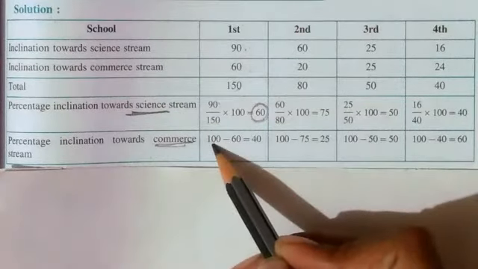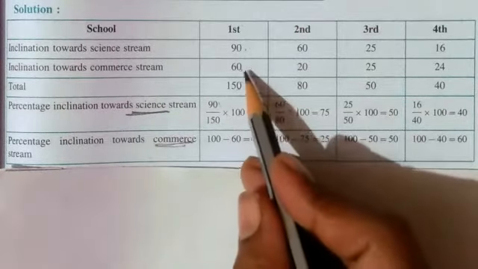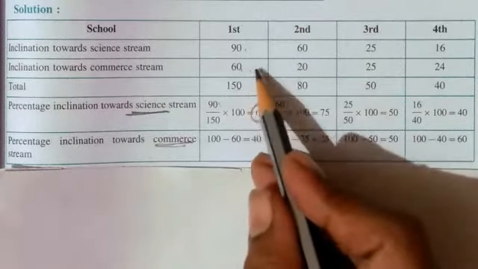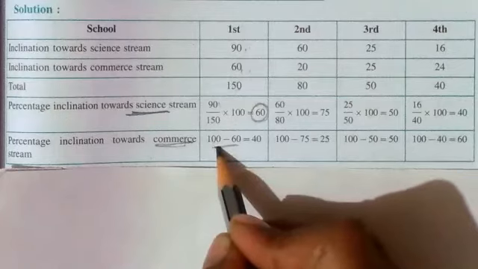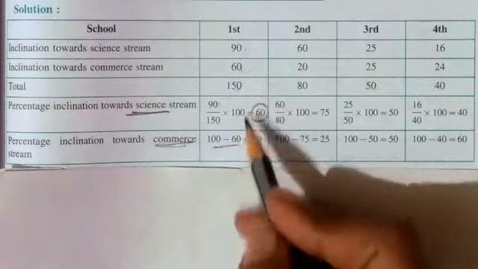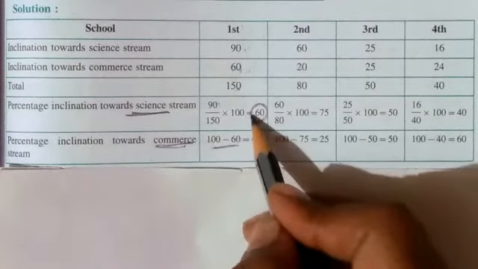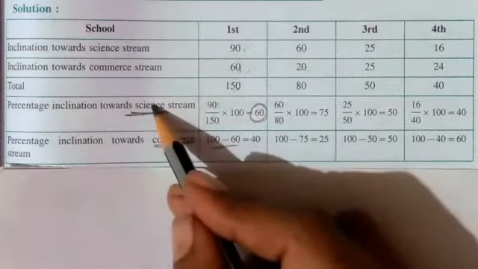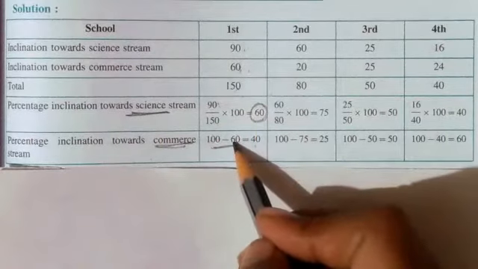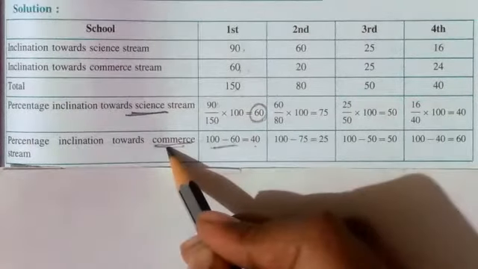And for the commerce, so the 60% students are there. It means we have to subtract it from the total percentage. So 100 minus that 60, the answer will be 40. If we count the percentage of science stream, we can subtract it from 100, and we will get the percentage of commerce.